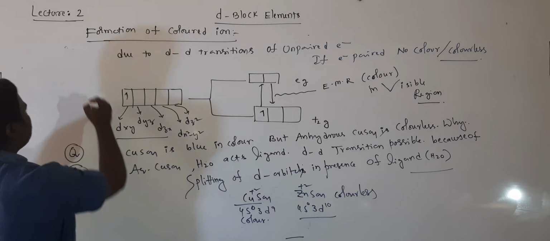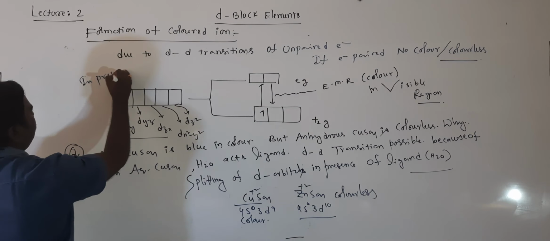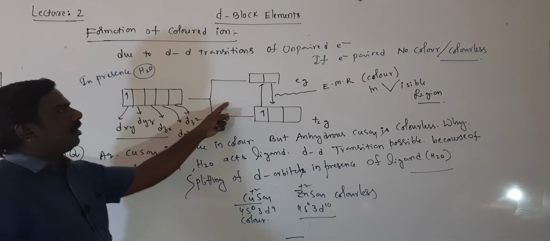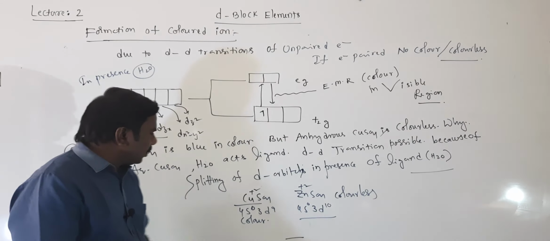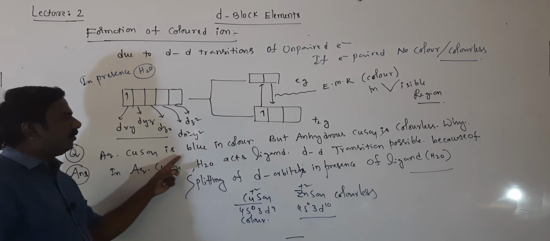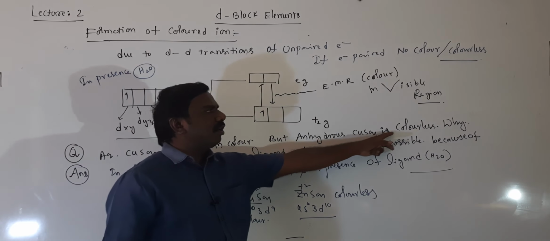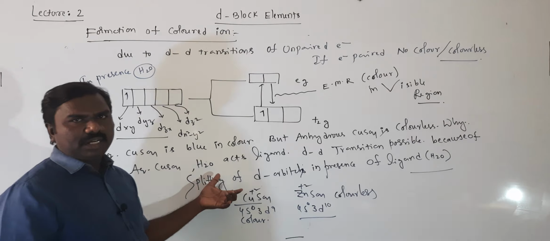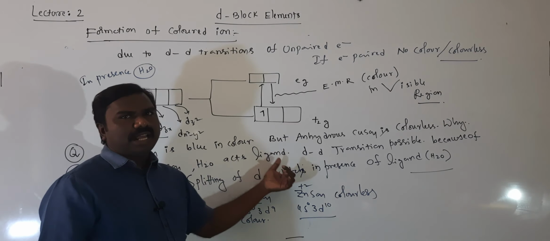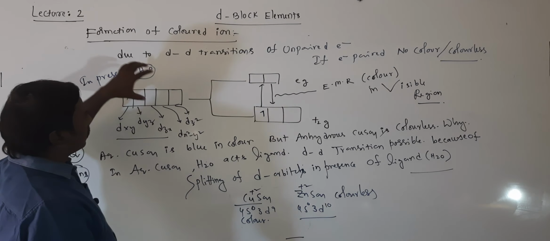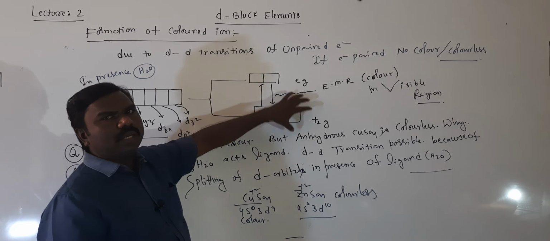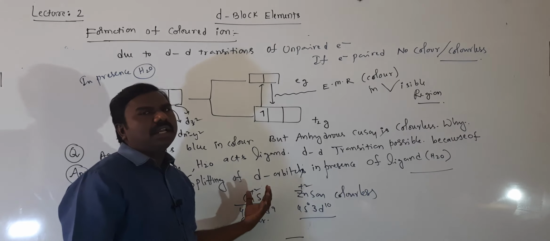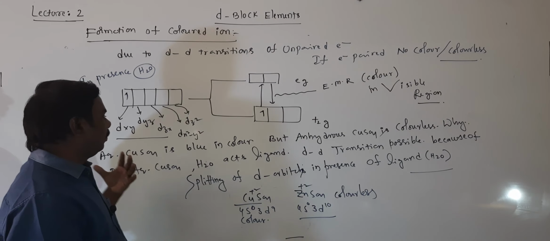Now in the presence of ligands, water which acts as a ligand, these d orbitals will be split up. Aqueous copper sulfate is blue, but anhydrous copper sulfate is colorless. In aqueous copper sulfate, water is available. This water acts as a ligand and splits the d orbitals into lower and higher. Then transitions take place.